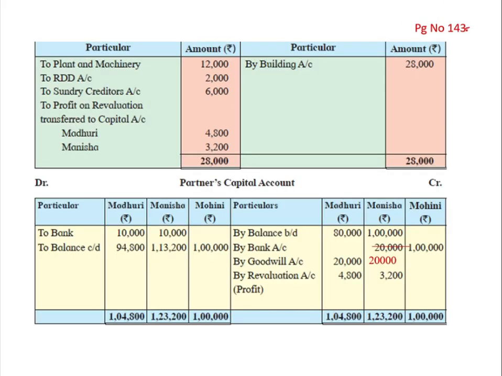Page number 143. If you notice, this figure goes up. So cut here. This is the goodwill figure. This will come down. So 20,000. So by goodwill 20,000, 20,000.